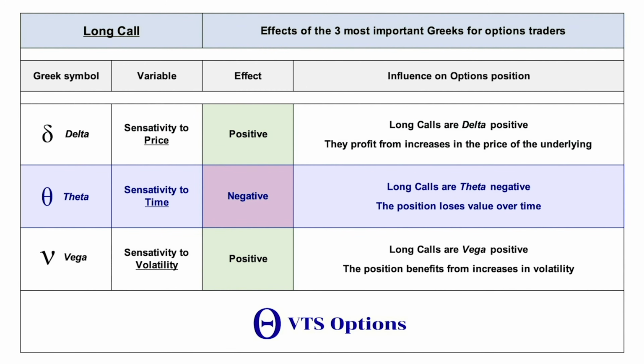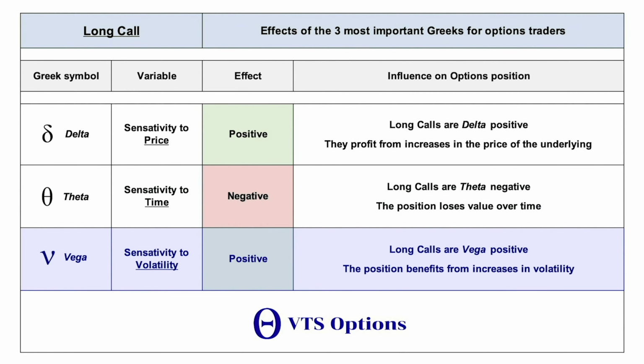Theta is an option sensitivity to time. Long calls are theta negative, meaning they do lose value with the passage of time. So whatever move you're expecting in the underlying, it's best if it happens sooner rather than later so the negative theta doesn't eat away at too much of the position.